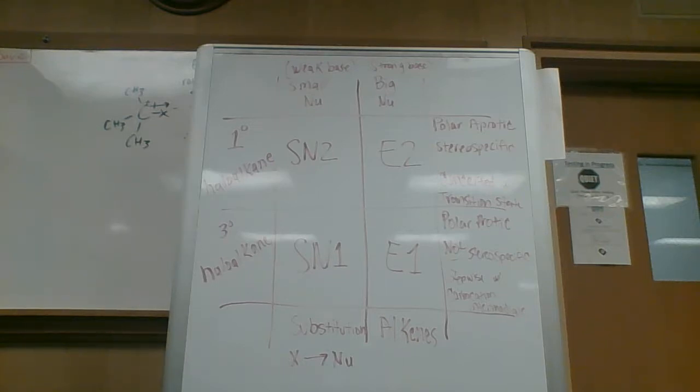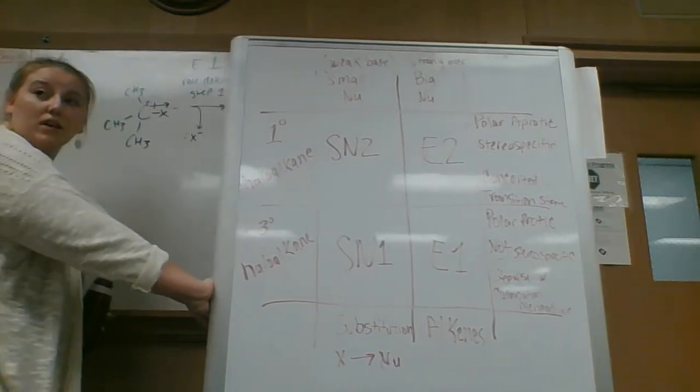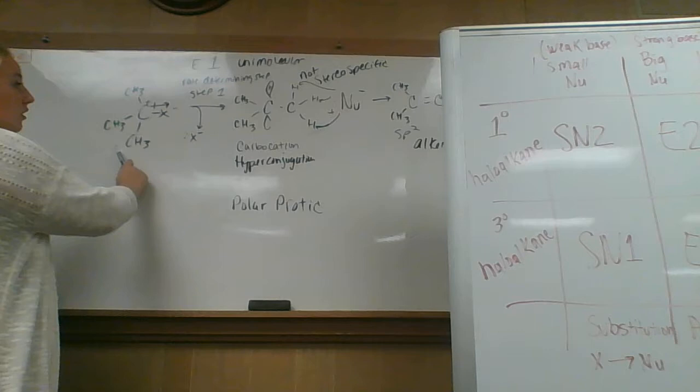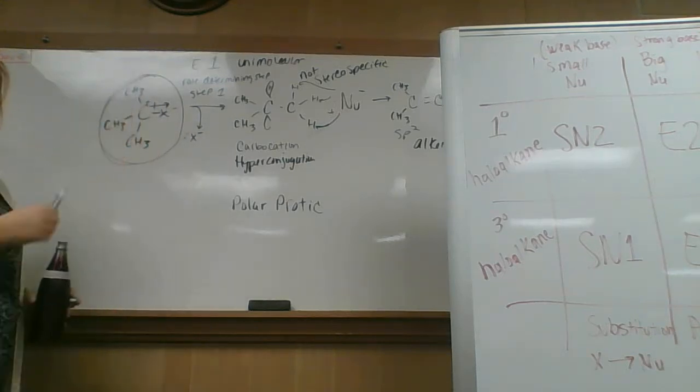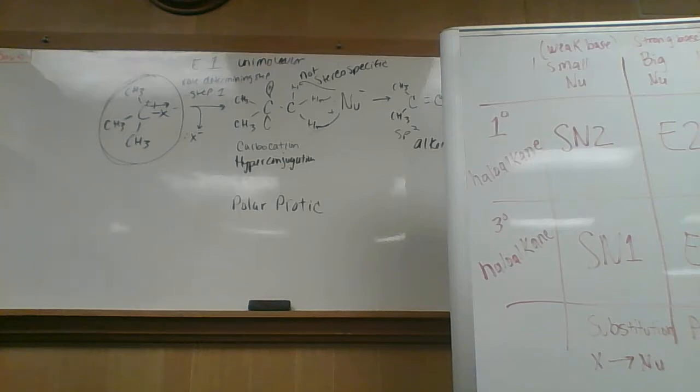Okay, so does the concentration of the nucleophile affect the rate of the reaction? For which one? For the E1? So you tell me. I don't think it does. So is it unimolecular or bimolecular? Uni. And so the rate determining step for both E1 and SN1 regards the alkyl halide. So the concentration of the nucleophile doesn't affect it at all.